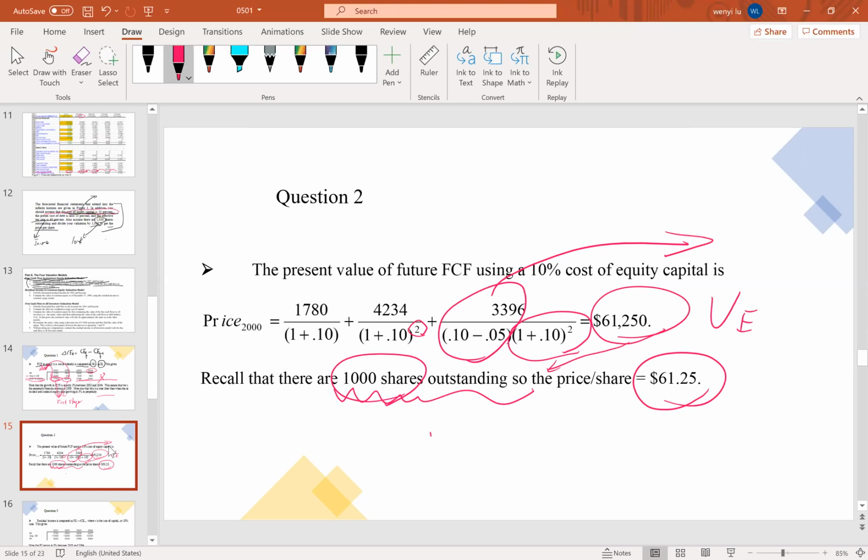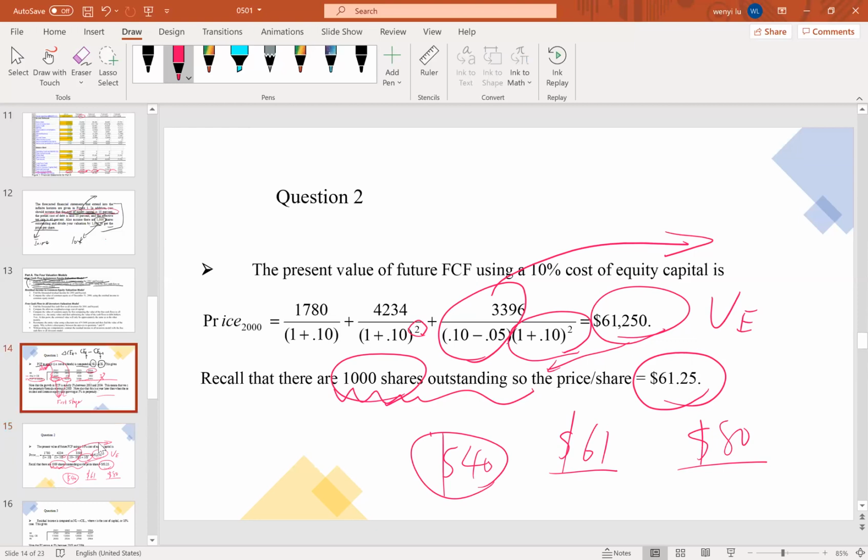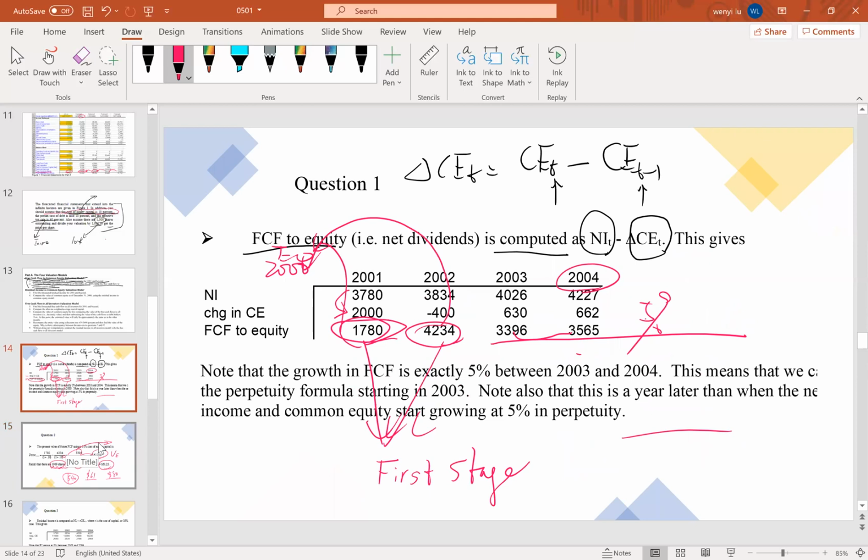If you see the market price is more than this, for example $80, that means our stock is overpriced. If you see the price on the market is only $40, it means the stock is undervalued. So that's our free cash flow to equity model. We first solve the free cash flow to equities, then based on this free cash flow, we do the valuations for the common equities.